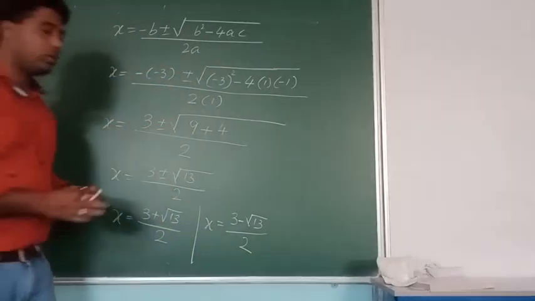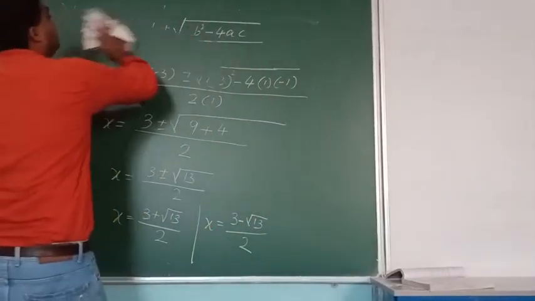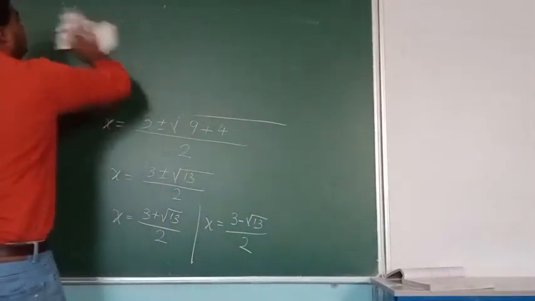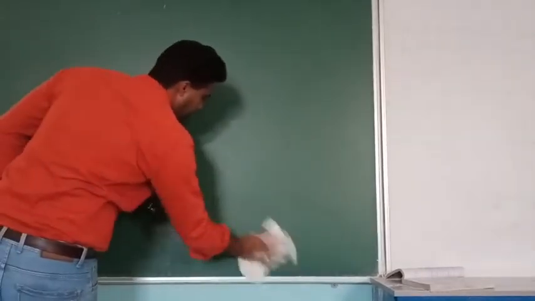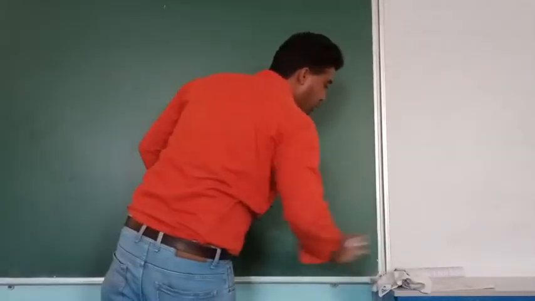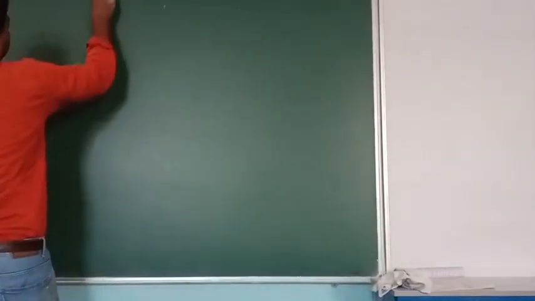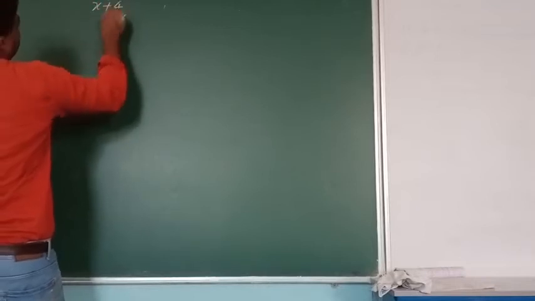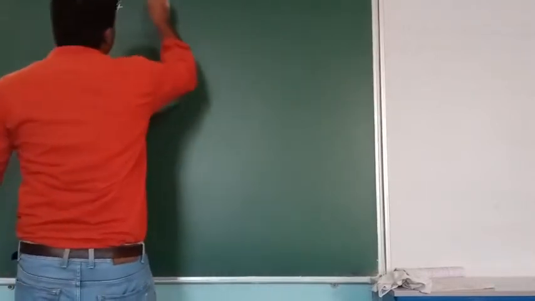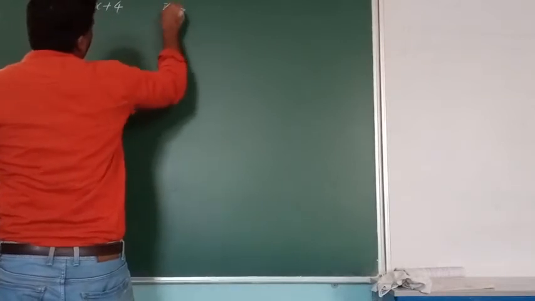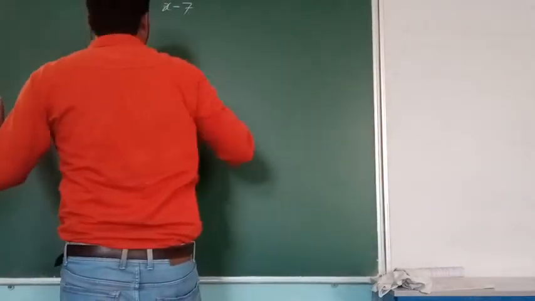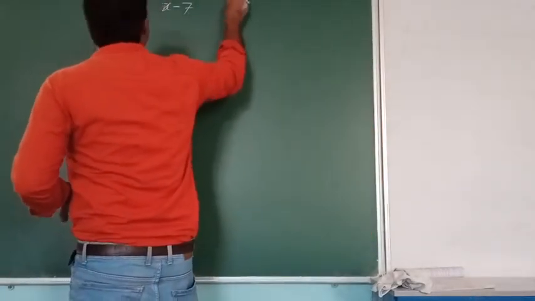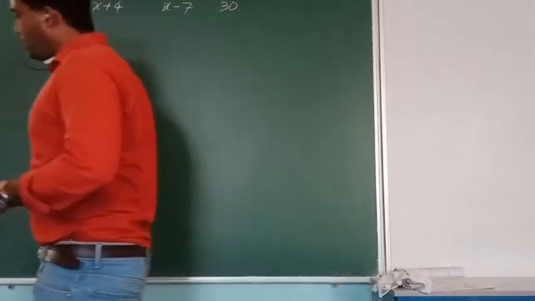Let us see the second question. The second question is 1 by x plus 4 minus 1 by x minus 7, which is equal to 11 by 30. So this is the question. Let's see how to solve this.